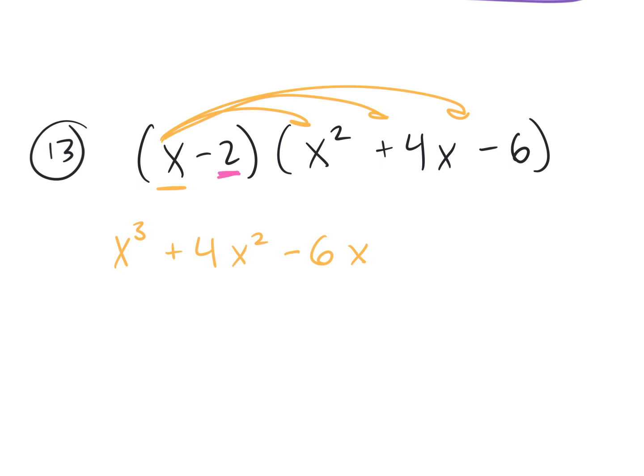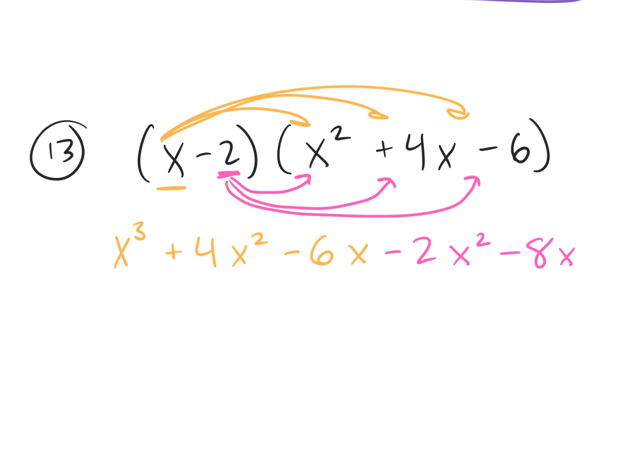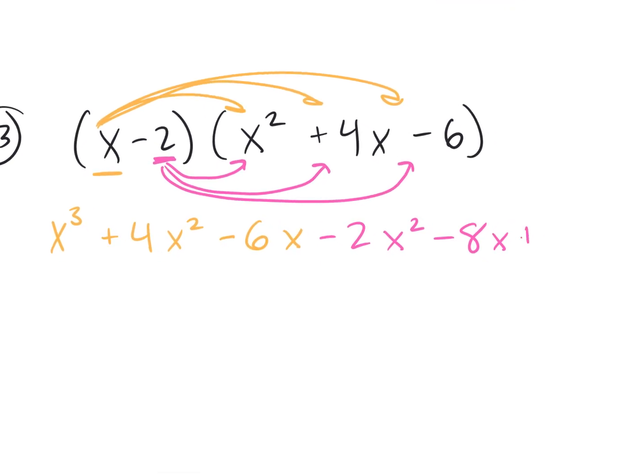So now that I multiplied x times all 3 things in the second parentheses, I can move on to negative 2. So what's negative 2 times x squared? Negative 2x squared. What's negative 2 times 4x? Negative 8x. And negative 2 times negative 6? Positive 12.